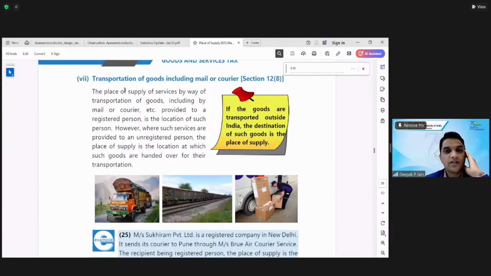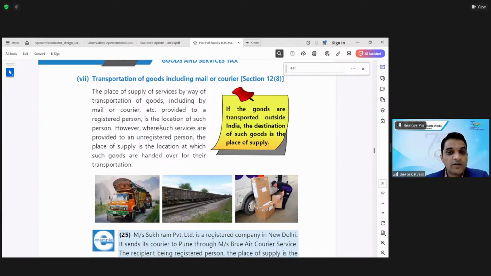Okay, so the place of supply, as it is written, let me go to my sheet. The place of supply of services by way of transportation of goods, including by mail, courier etc., provided to a registered person is the location of such person. So if it is a registered person, what will be the place of supply? Place of supply will be where that registered person is located. So we are clear with the registered part. Now, however, we are confused with the unregistered part.